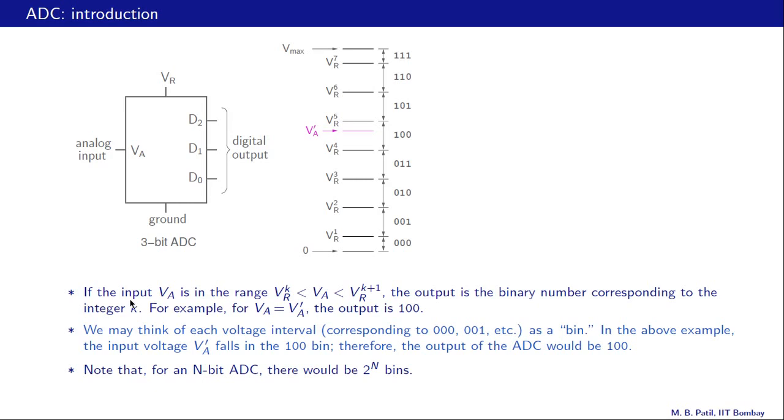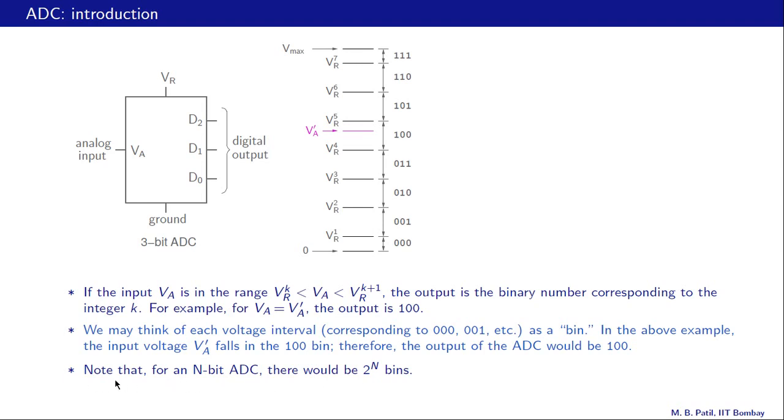Here is the summary. If the input VA is in the range Vrk to Vrk+1, the output is the binary number corresponding to that integer k. For example, for VA equal to VA prime, it fell between Vr4 and Vr5, and therefore the binary number corresponding to 4, which is 100, is assigned to the digital output. We may think of each voltage interval corresponding to 000, 001, etc., as a bin or a box. In the above example, the input voltage VA prime falls in the 100 bin, and therefore the output of the ADC would be 100.